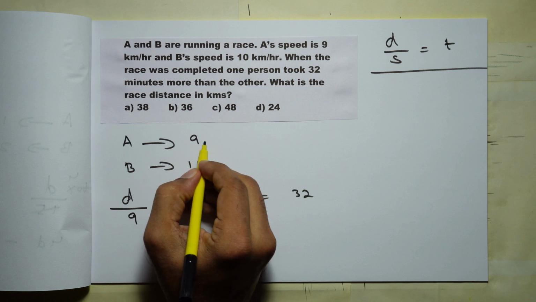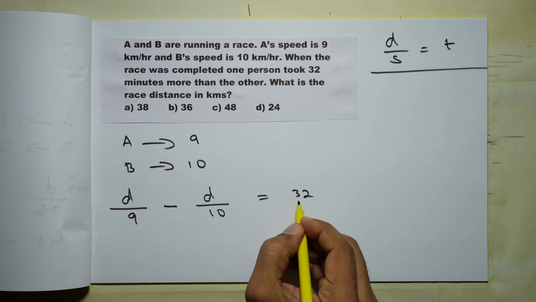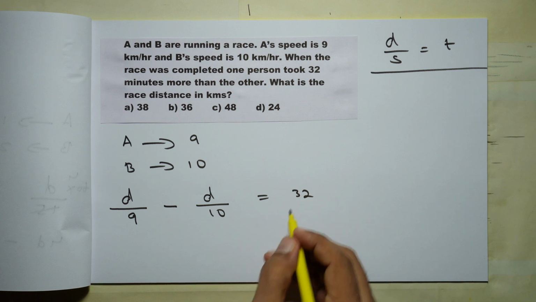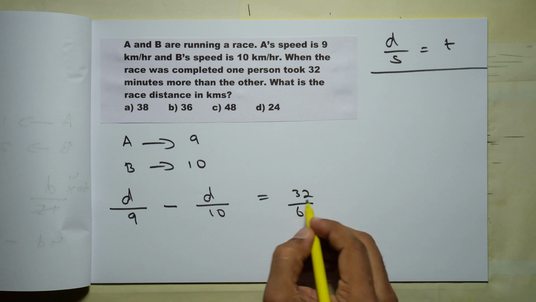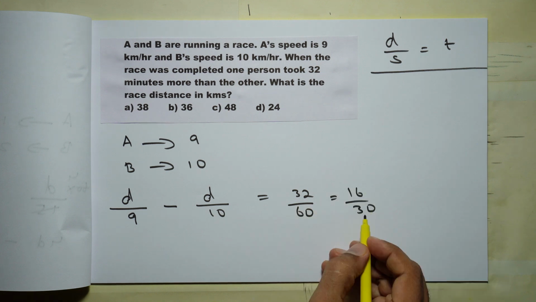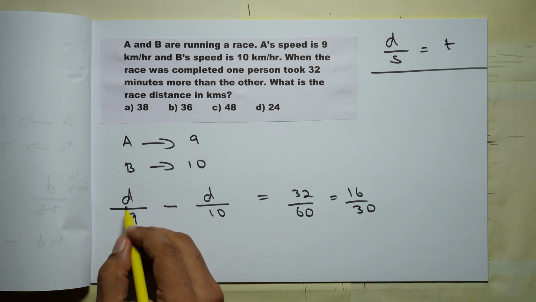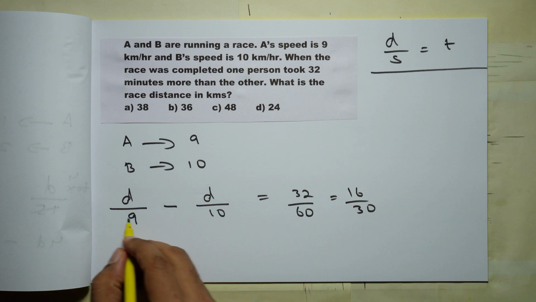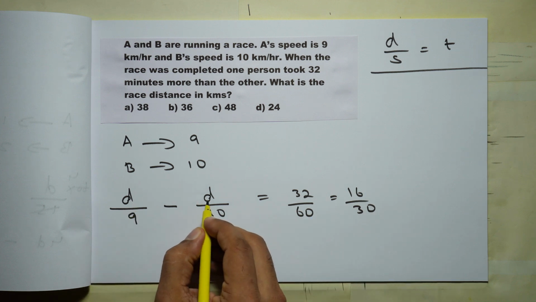Now the speeds are in kilometers per hour, so this 32 also we'll convert into hours. To convert minutes into hours, you have to divide by 60. 32 by 60 is the same as 16 by 30. The LCM of 9, 10 and 30 is 90. So we'll multiply throughout by 90, and all the denominators will go off. Then we can easily solve this equation and calculate d.